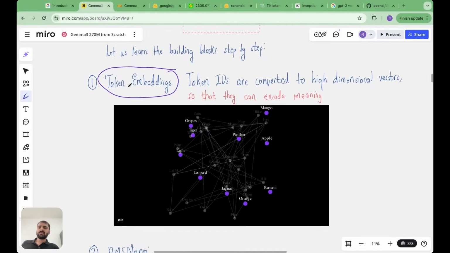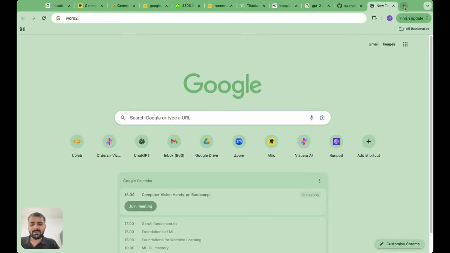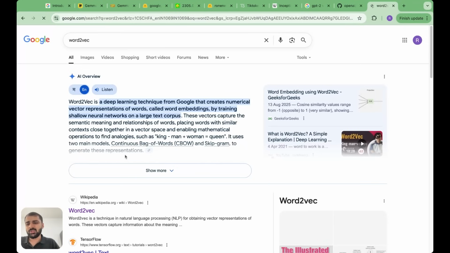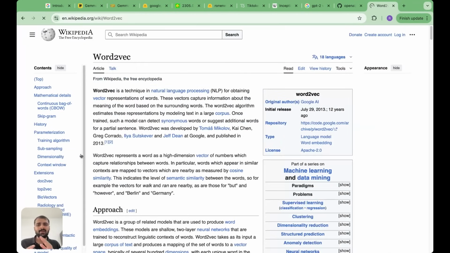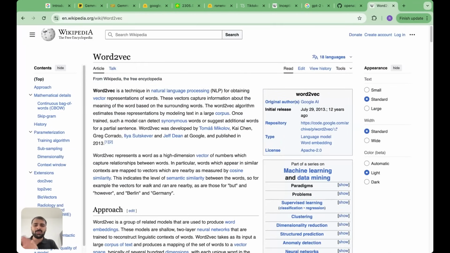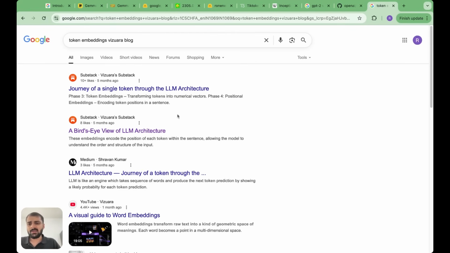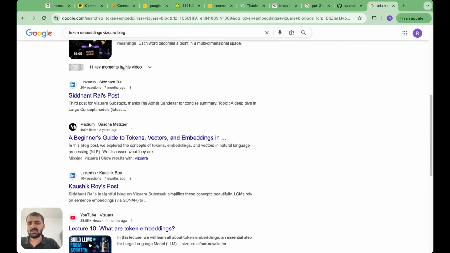The first thing to understand is token embeddings. And the whole idea of token embeddings can be traced to this paper called Word2Vec, which essentially proved that words can be represented as vectors to capture their full meaning, right? There is a beautiful blog actually, which we have written recently.